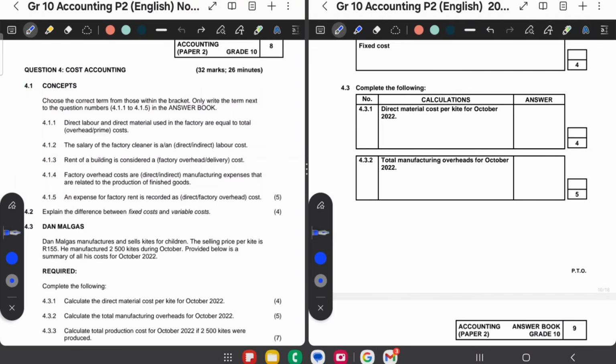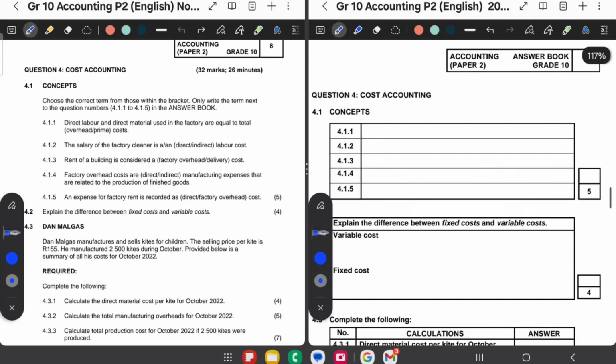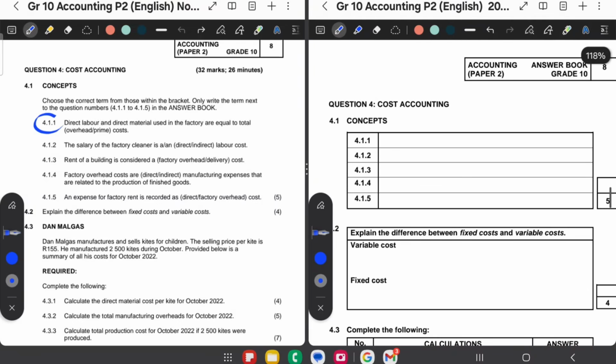Question 4 is cost accounting. 4.1 deals with the concepts. So the question says, choose the correct term from those within brackets. So the terms are in brackets and we have to choose the correct term. So here on our answer sheet, we'll write our answers.